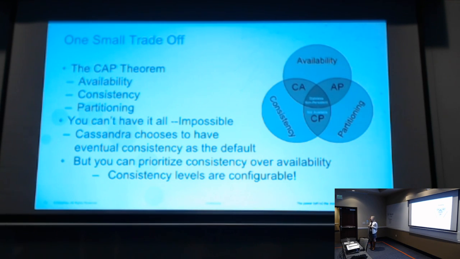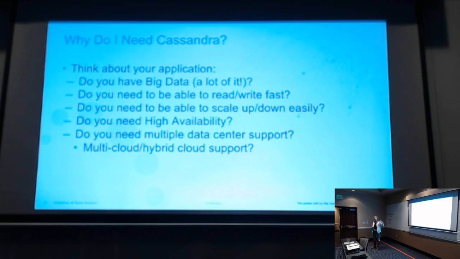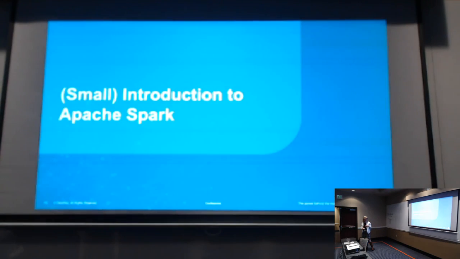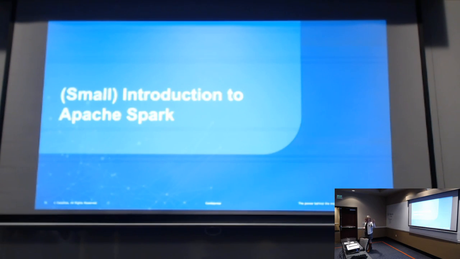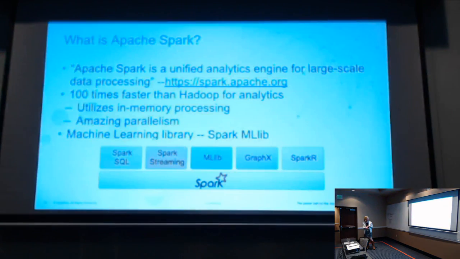Cassandra chooses to be eventually consistent. So eventually consistent means it does not have ACID transactions. And that's for Apache Cassandra and really any NoSQL database. So you can prioritize consistency over availability. These are things that are actually tunable by you. So this is just kind of why you might need Cassandra if you have big data, you need high throughput, high availability. So we're going to do a really brief introduction to Apache Spark. And then here very soon we're going to be wrapping this all together of why we're talking about these things before we start talking about machine learning. So Apache Spark is a unified analytics engine for large-scale data processing. Okay.